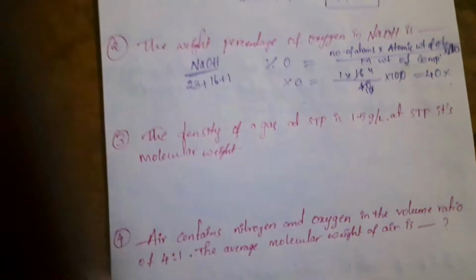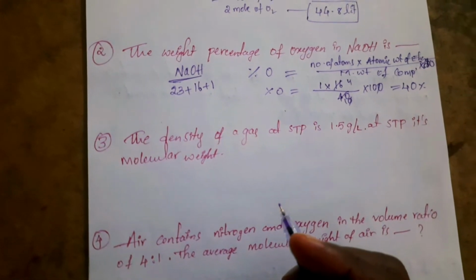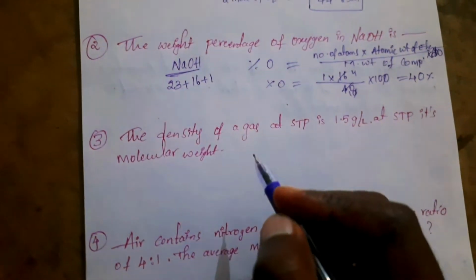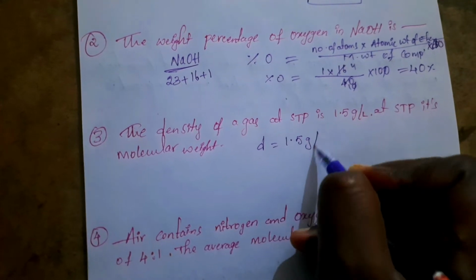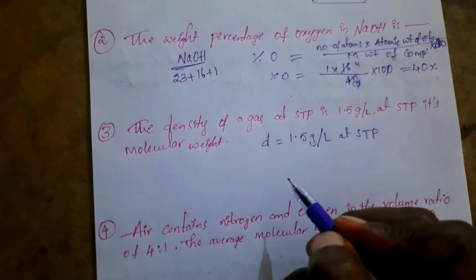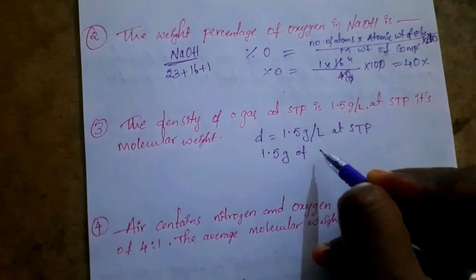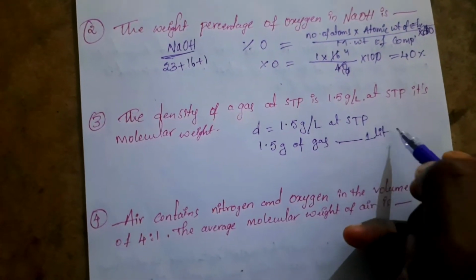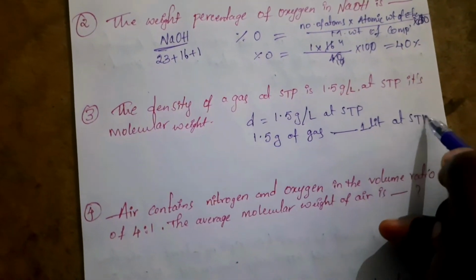Now next one. The density of oxygen gas at STP is given, and they are asking its molecular weight. Density is given as 1.5 gram per liter at STP. That is, 1.5 grams of the gas is present in 1 liter, so it occupies 1 liter at STP.